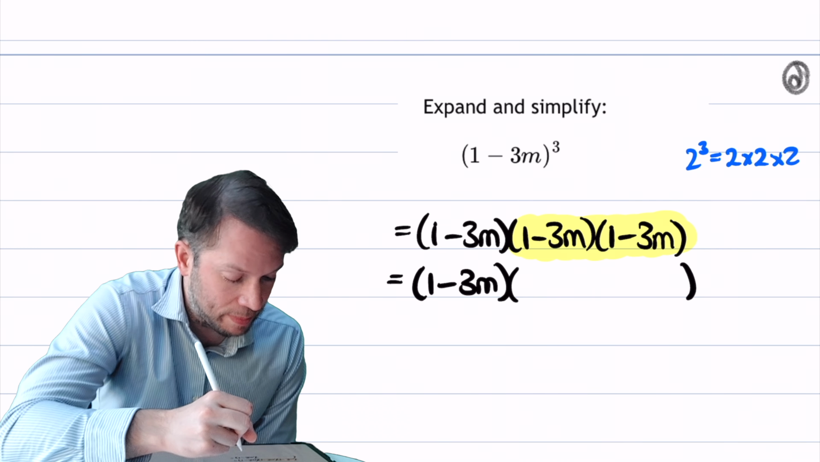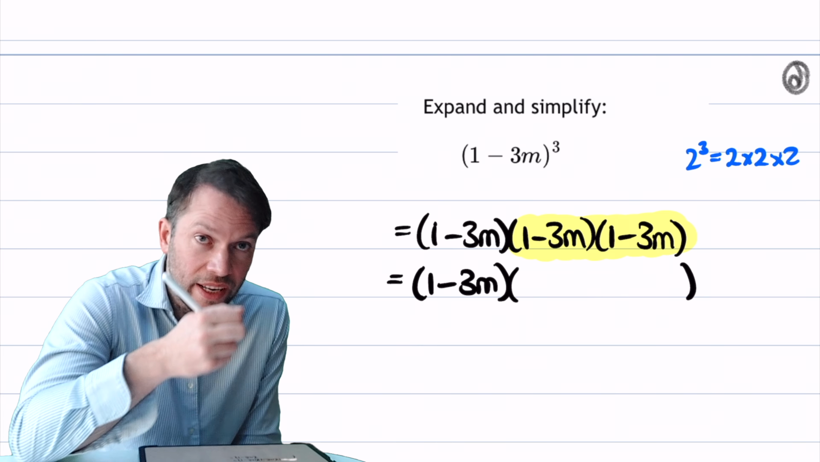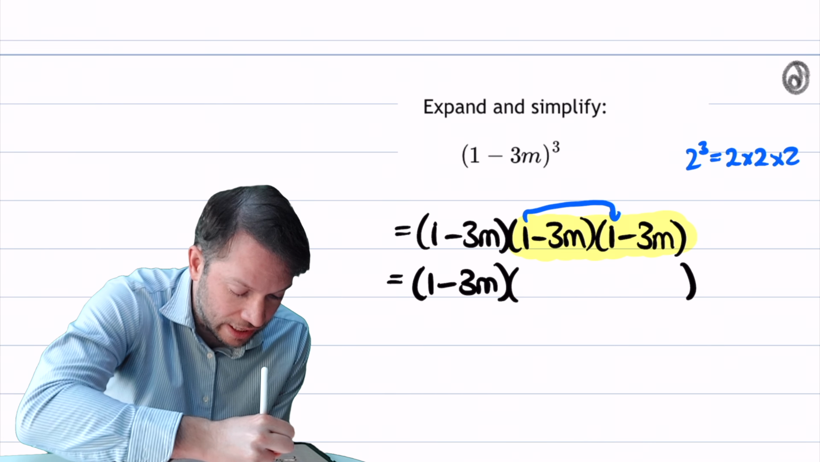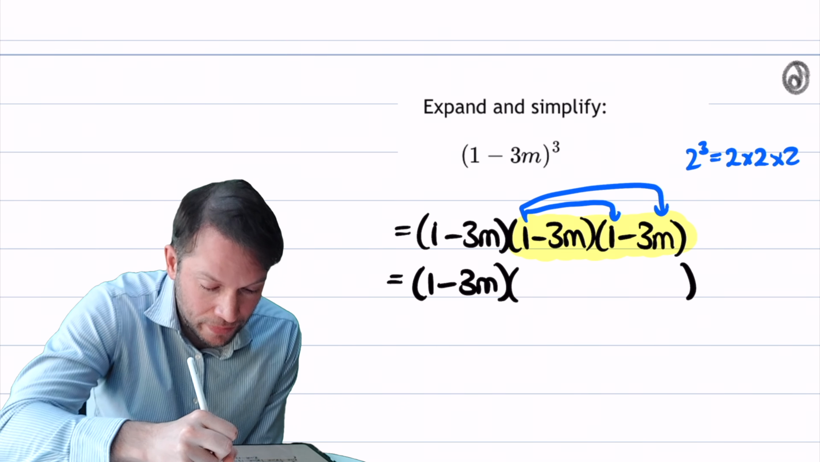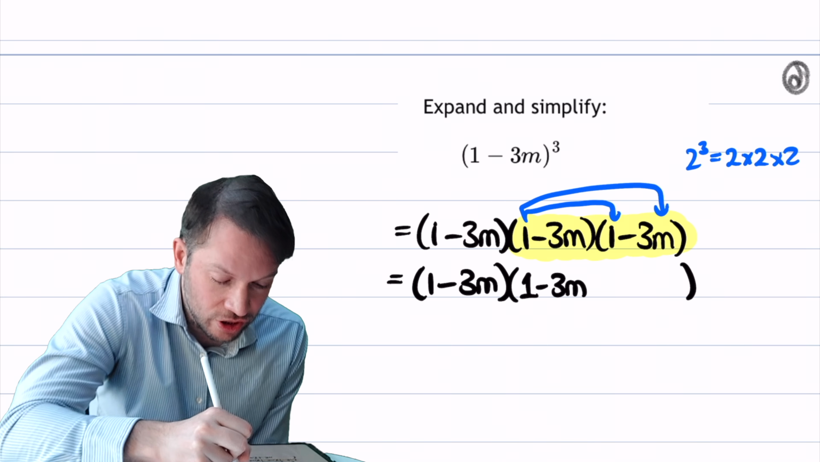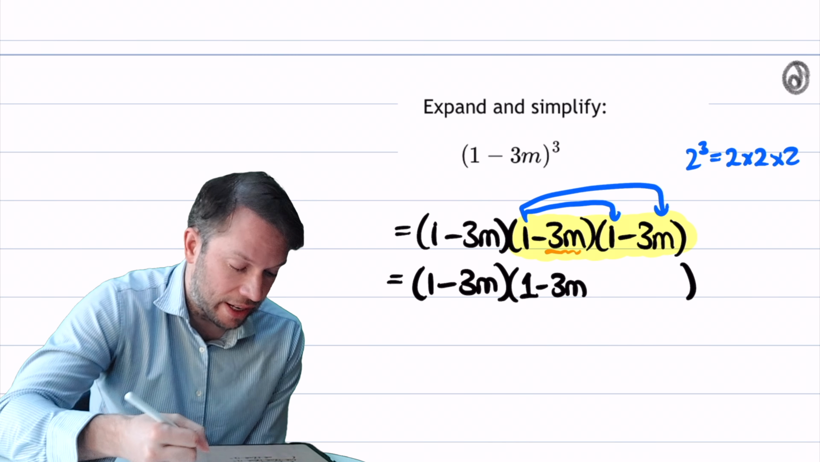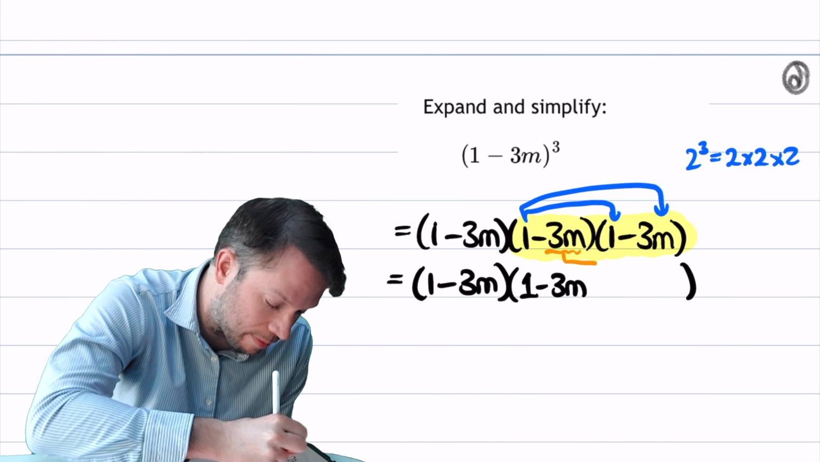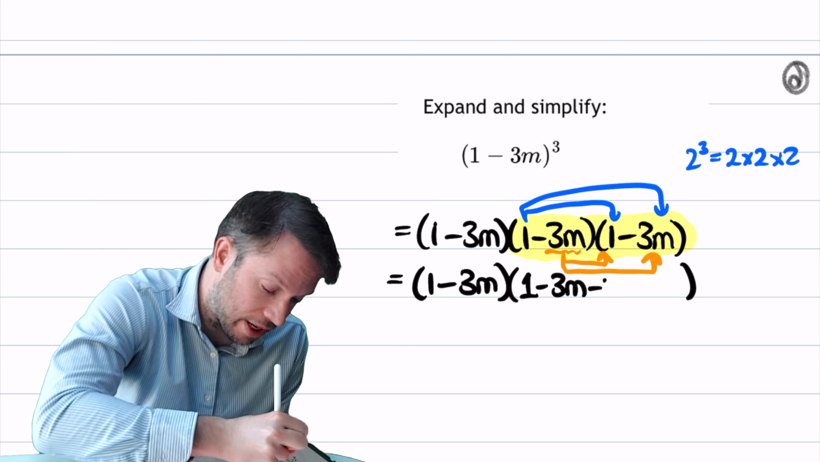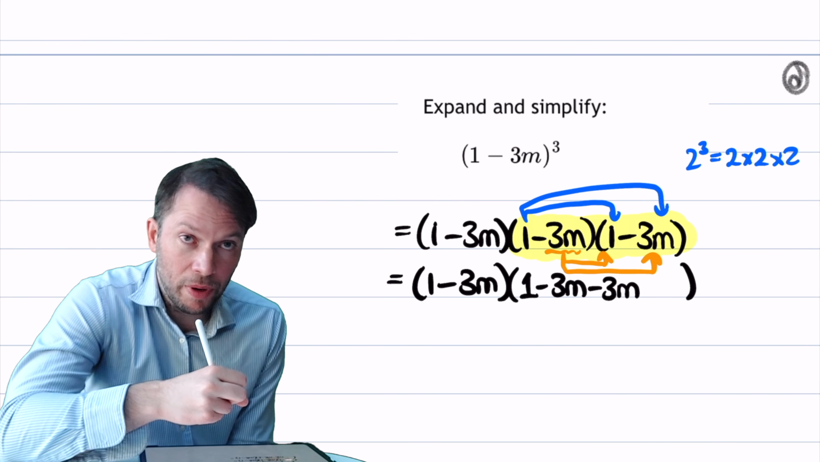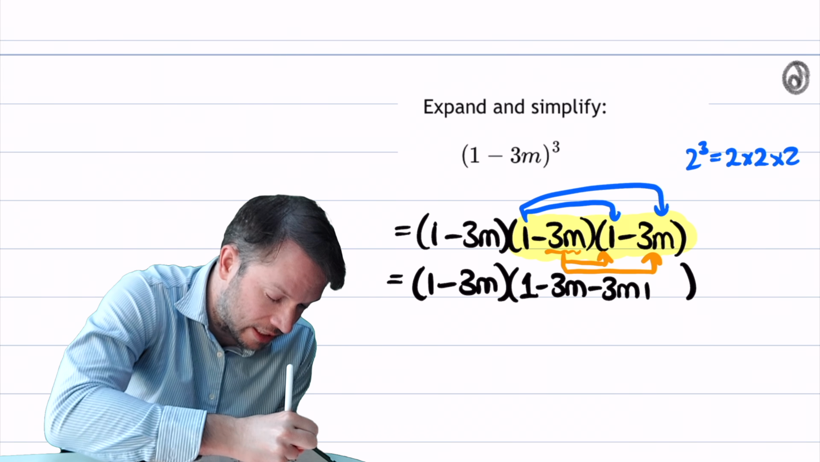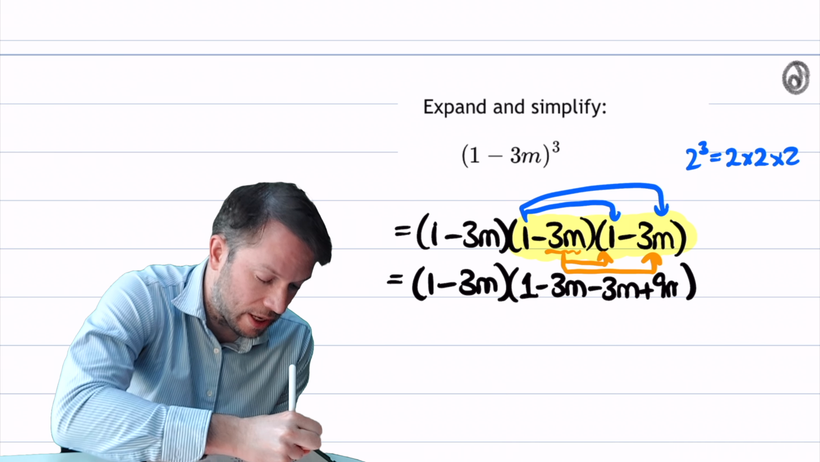So remember how we expand out 2 brackets? We do each term in the first bracket multiplied by each term in the second. So I'm going to do this 1 here multiplied by the 1 in the second bracket and the 1 times the minus 3m. So 1 times 1 is 1, 1 times minus 3m is minus 3m. And then you do this second term in the first bracket multiplied by each term in the second. So we do the minus 3m times the 1 and the minus 3m times minus 3m. Minus 3m times 1 is minus 3m. And minus 3m multiplied by minus 3m, well, minus 3 times minus 3 is positive 9. Negative times negative is positive. And m times m is m squared, so we get that.